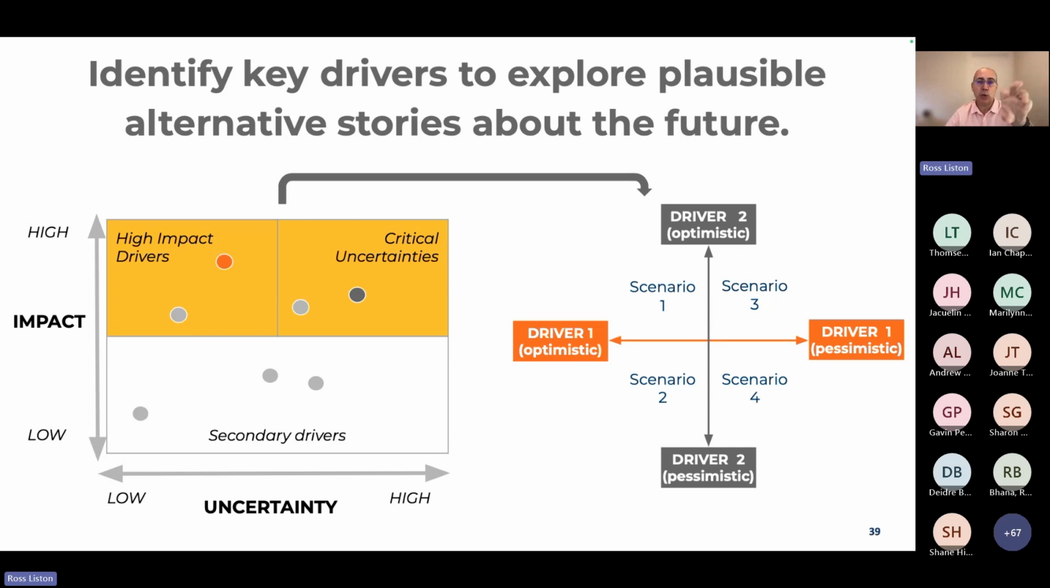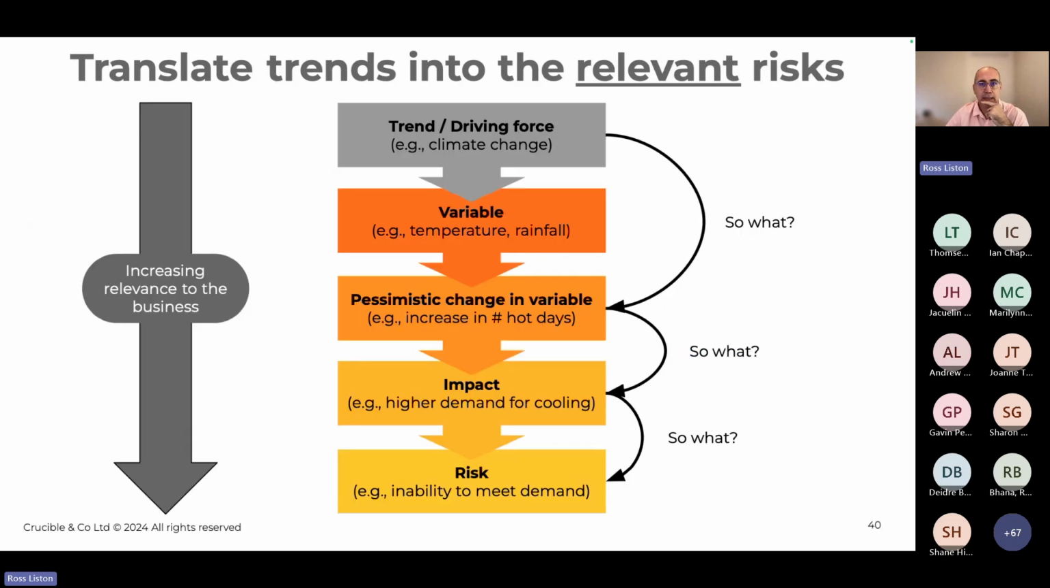And then once we have each one of those scenarios, we will delve into them to understand them in more detail. And so how do we do that? How do we get from that trend right down into what is a relevant risk? Because that's where there's higher relevance to the organization. So if we start off at the top and we have the trend or the driving force being climate change, the question we might ask is, so what? What does that mean for us? And so we drop down to using the variables that we measure climate change by, which are temperature, rainfall, etc. So in this instance, let's take temperature as being the variable.